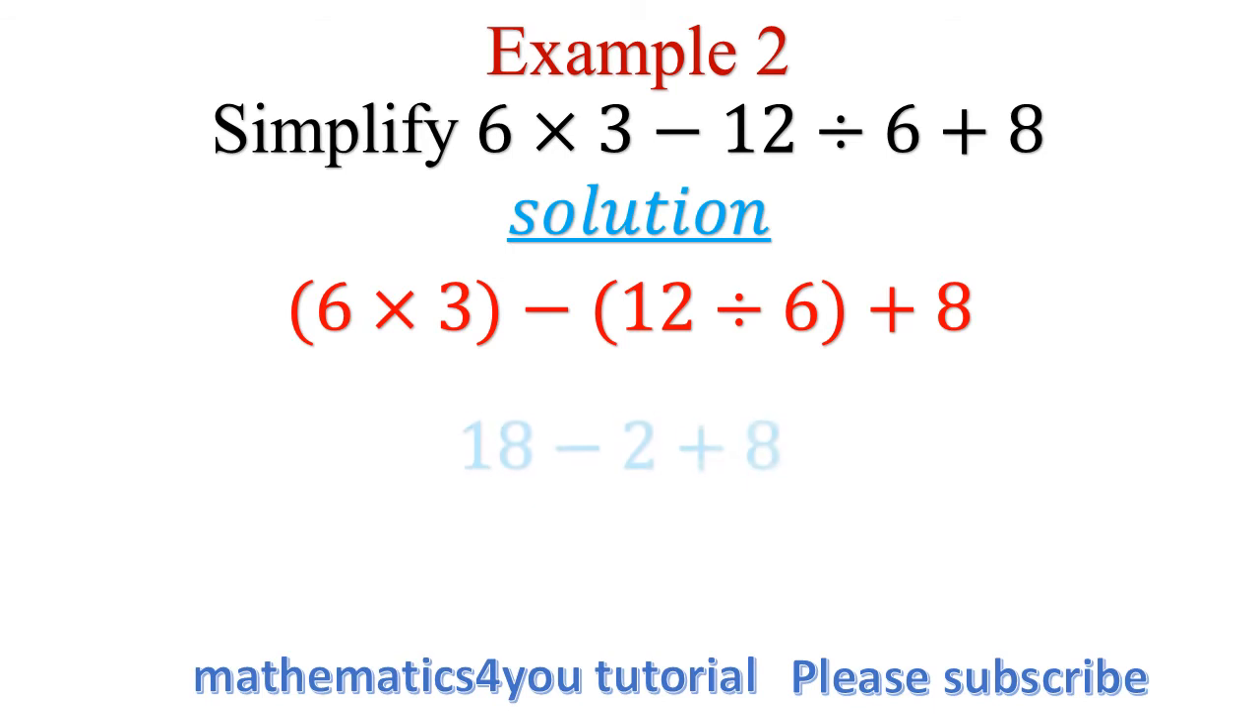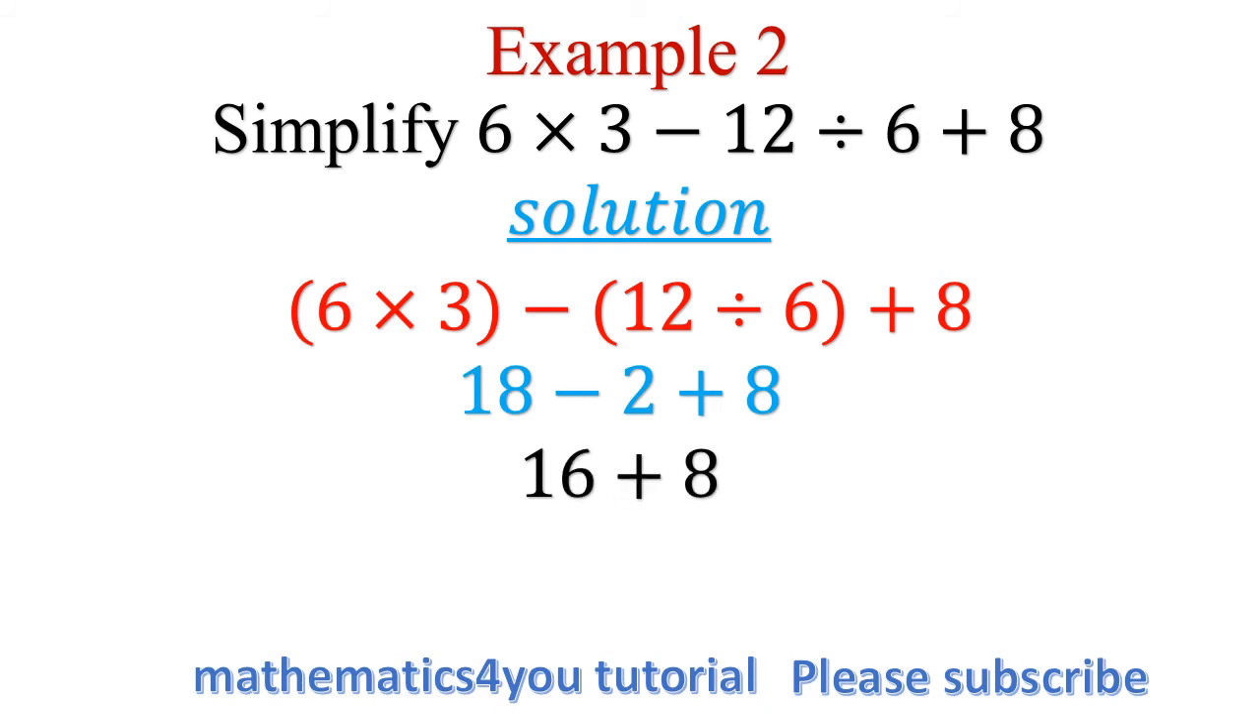So multiply: 6 times 3 gives you 18. 12 divided by 6 will give you 2. With your minus and your plus, now you can subtract and add. So you have 18 minus 2 plus 8. Subtract first: 18 minus 2 will give you 16, plus 8. Now we can add, so it gives you 24.